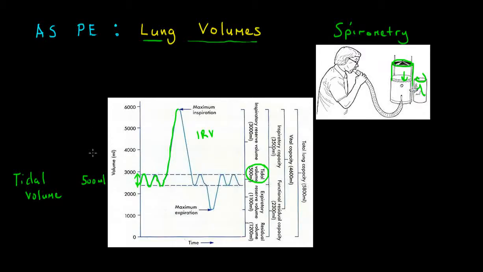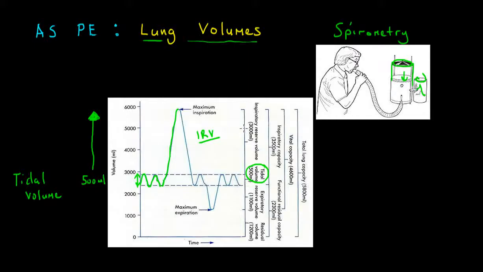Now, I want to stress here that we are using up the inspiratory reserve volume, and by that, we are actually increasing tidal volume. So by using up inspiratory reserve volume, our tidal volume gets bigger. And in this case, it goes up to about 3.5 litres.